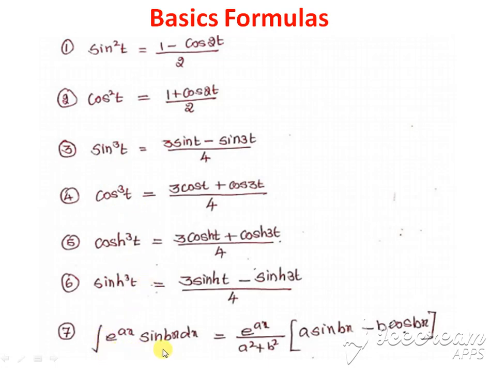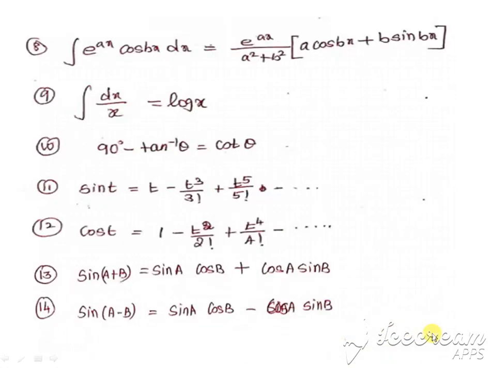So next one, integral of e^(ax) sin bx dx. For that, e^(ax) divided by, here with two constants, simply square and add: a squared plus b squared, then a into sin bx minus b into cos bx. For the cos case, simply replace a by b and sin by cos. So next one, integral of e^(ax) cos bx dx. For cos, we have a plus sign. The remaining is like the previous problem: e^(ax) by a squared plus b squared, then a cos bx plus b sin bx, where a is replaced by b.